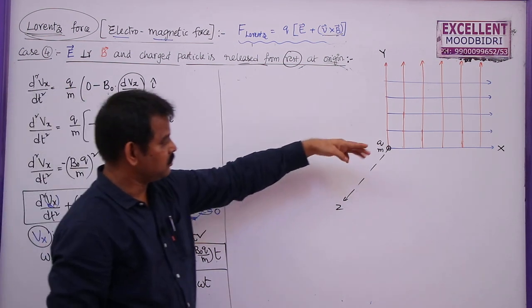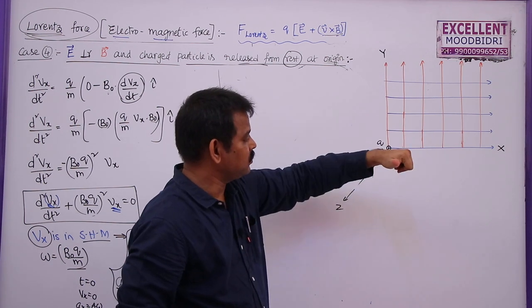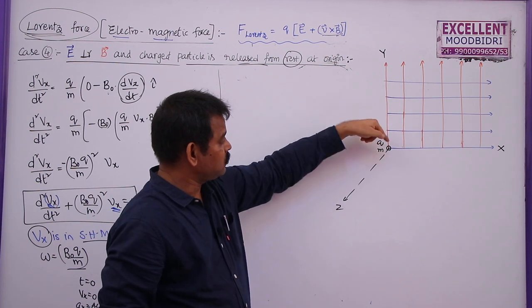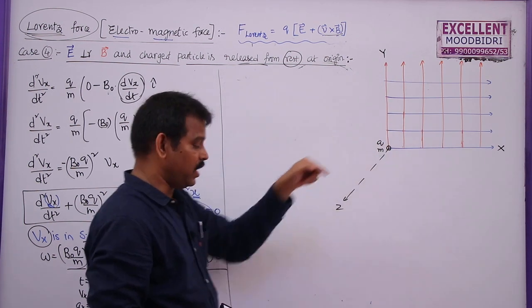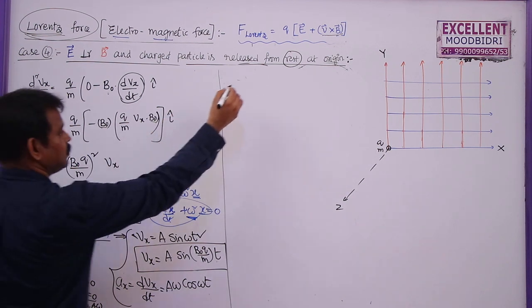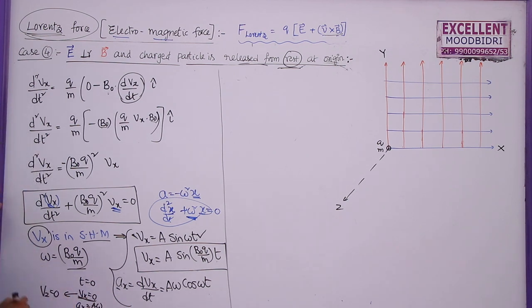But in this case, let us say there is no velocity along the x-axis. What is the velocity along the z-axis? That is also 0. Why? Because magnetic force will act on the charged particle only if the charge has some velocity. The initial velocity of this one is 0 because here it is released from rest. Initial velocity along the x-axis is 0, and in this case vz is also equal to 0.